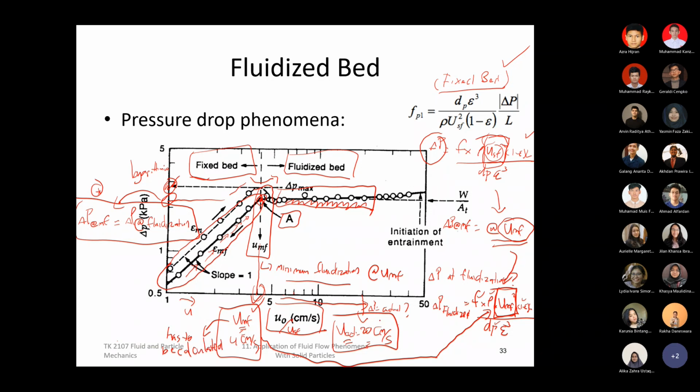I know that I'm working at 20 centimeter per second, but that will not be used in the delta P calculation. Instead, I need to calculate what is the UMF for this particle size. Once I know this is actually 4 centimeter per second, then I can use that UMF number in the delta P calculation at this actual 20 centimeter per second condition.